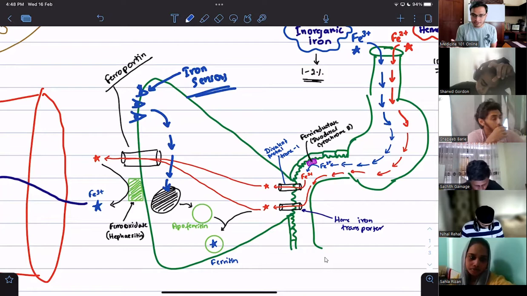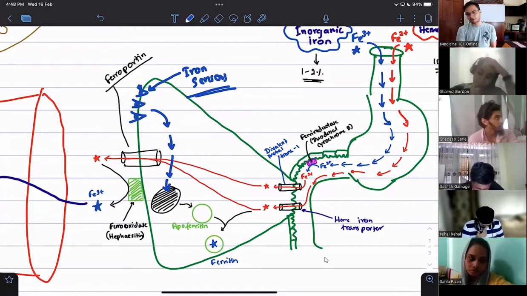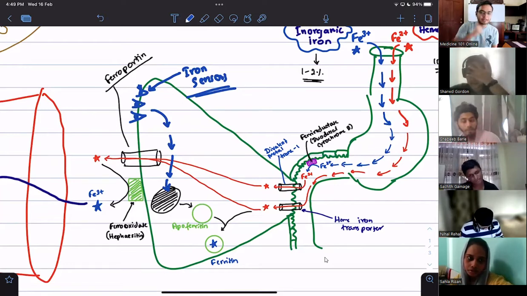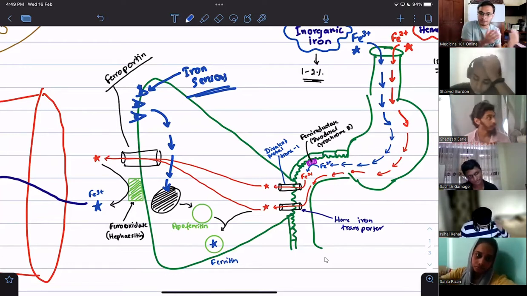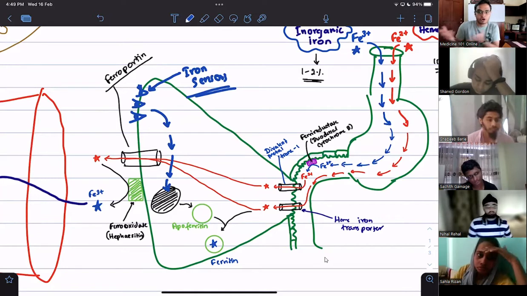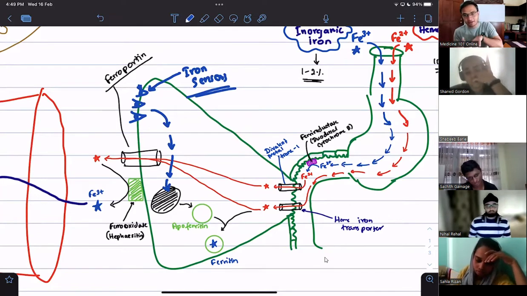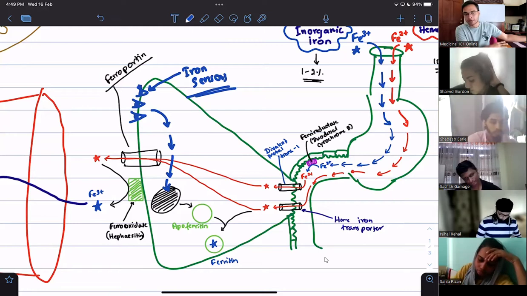Produce more apoferritin or inhibit the production of apoferritin? What do you think? Inhibit the production of apoferritin. Because why? If the circulation is having less iron, we don't want to store more. We want to take as much iron from the GIT into the blood, right?